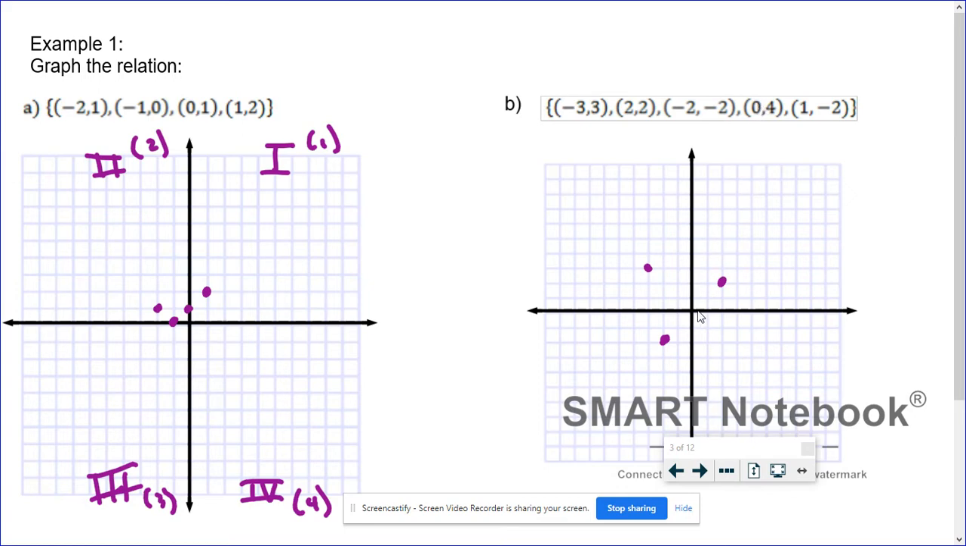0, 4 is not moving left or right at all and going up 4. So that's not in either quadrant. I guess you could say it's straddling the line between first and second quadrant. And then 1, negative 2. So right 1 and down 2 is right here. So you would consider that in the fourth quadrant.